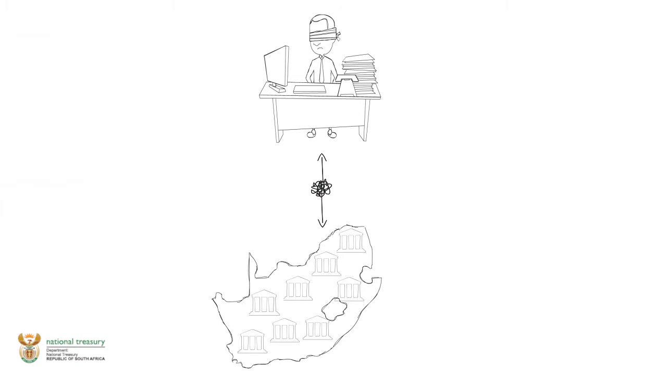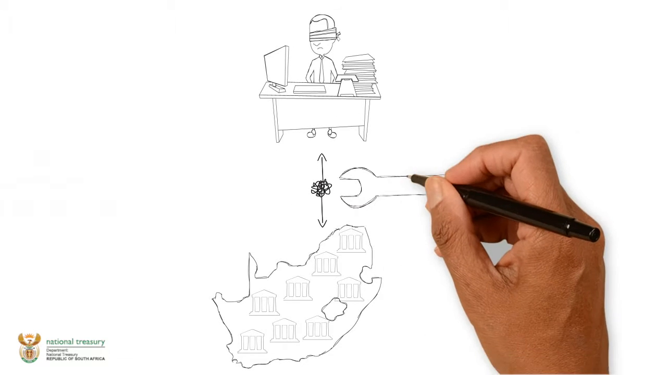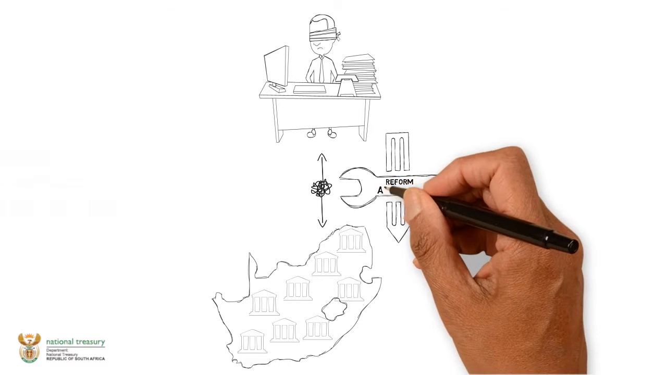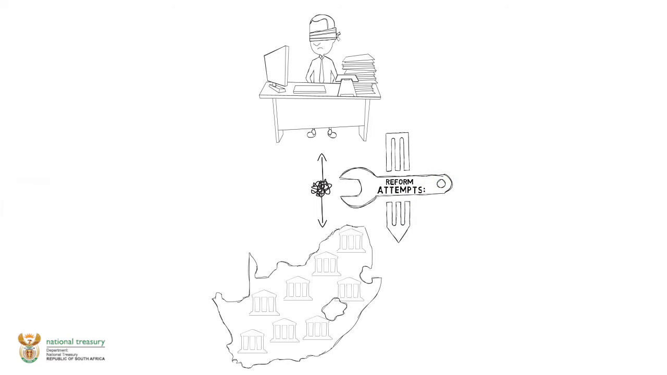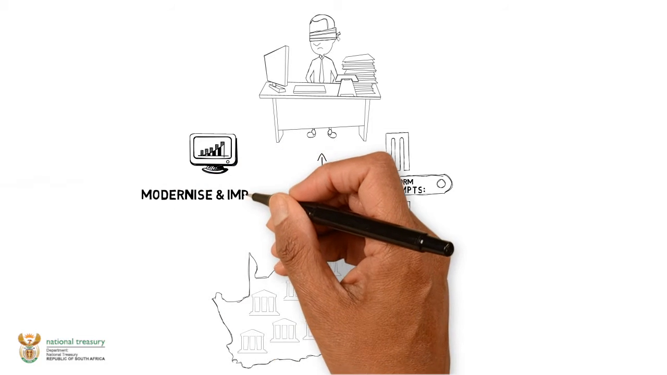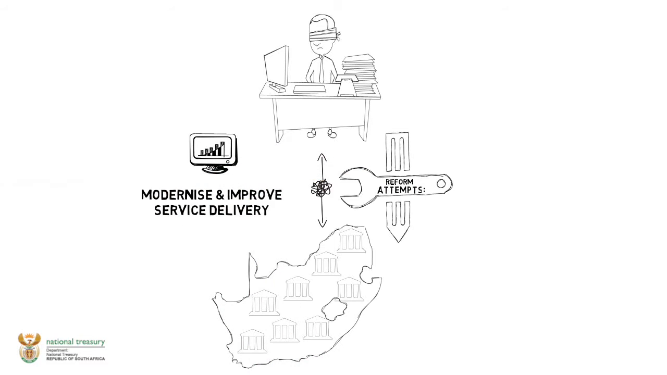Over the past few years, a number of regulation circulars and reporting structures have been put in place to try and assist municipalities in dealing with this situation. This has been to modernize the overall financial management system of local government and to improve service delivery.